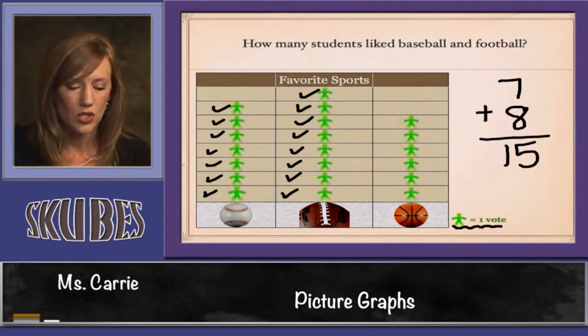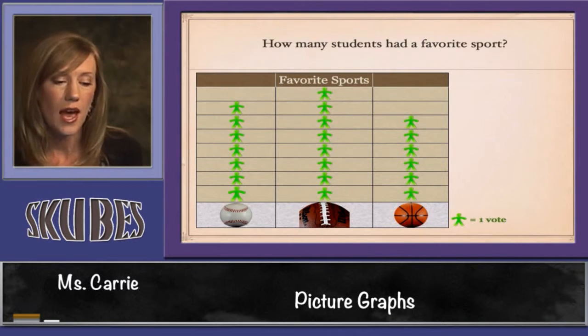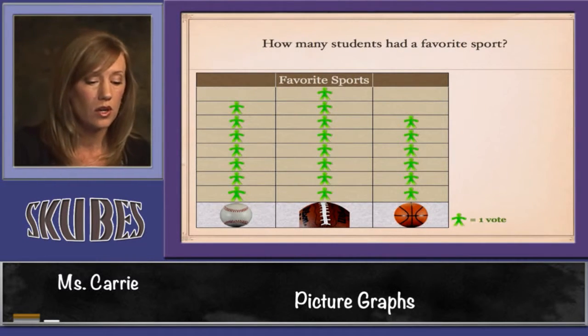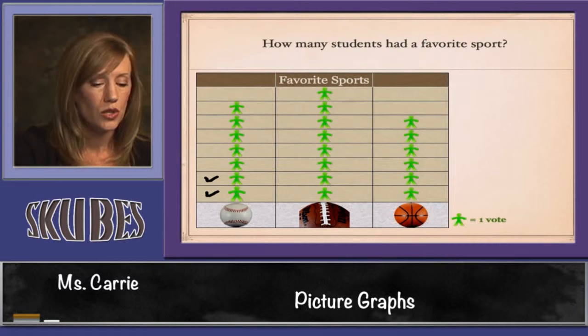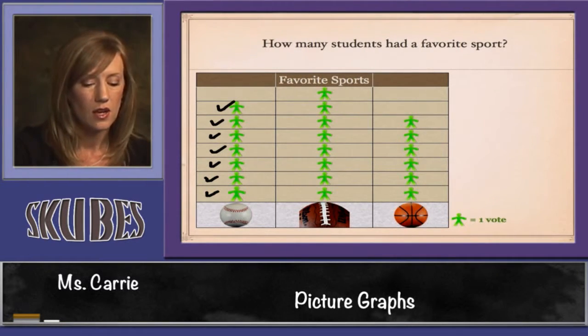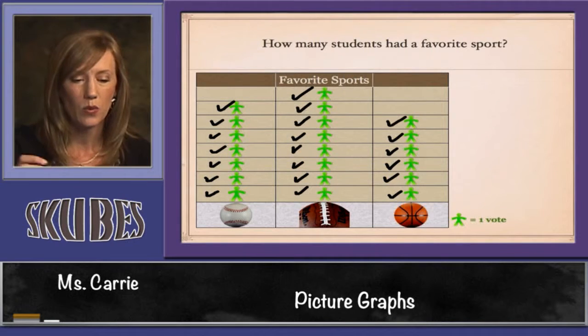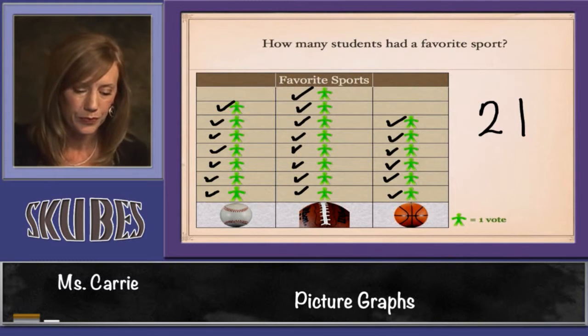Let's look at the next question. The next question asks, how many students had a favorite sport? Well, we need to add up everybody then because everyone picked a sport. So there's 1, 2, 3, 4, 5, 6, 7, 8, 9, 10, 11, 12, 13, 14, 15, 16, 17, 18, 19, 20, 21. 21 students had a favorite sport.